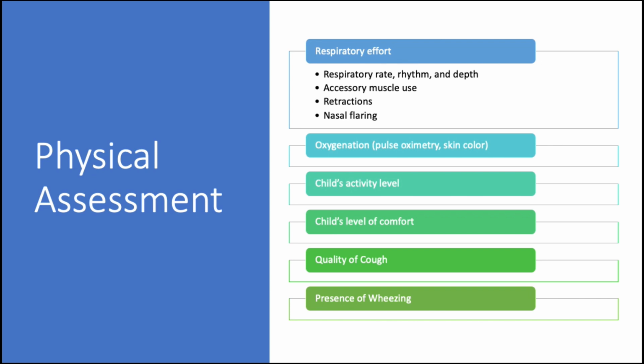When we do our physical assessment of the child with the URI, we're predominantly looking at their respiratory effort. How quickly are they breathing? Are they using accessory muscles or retracting? Are they nasal flaring? And of course, we'll also measure their oxygenation with their pulse ox. We're also going to look at the child's activity level of comfort, and then we'll be listening and asking more about the quality of cough and whether or not they're wheezing.